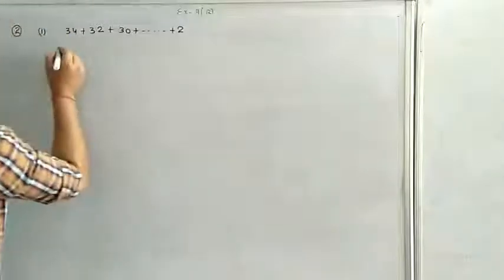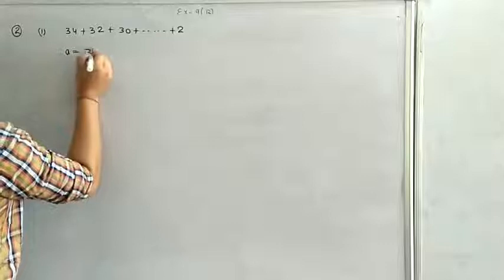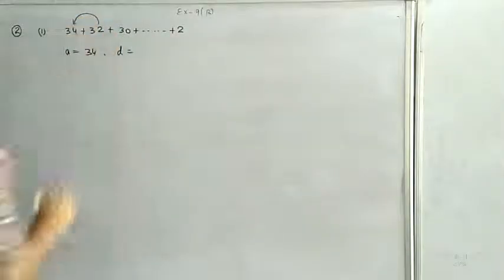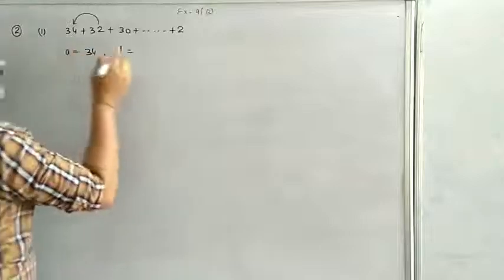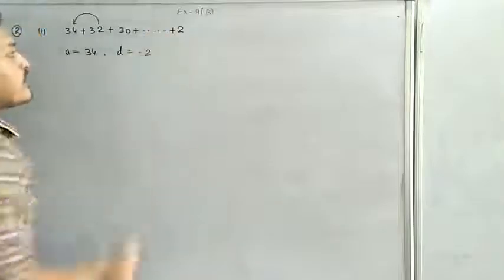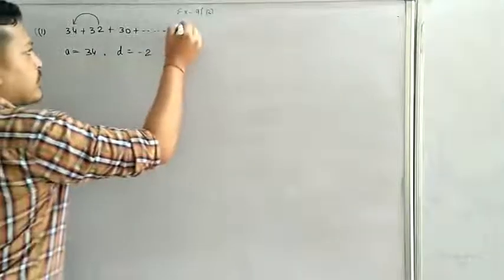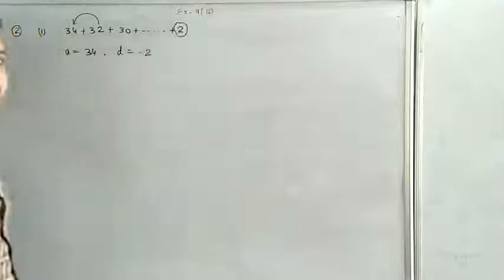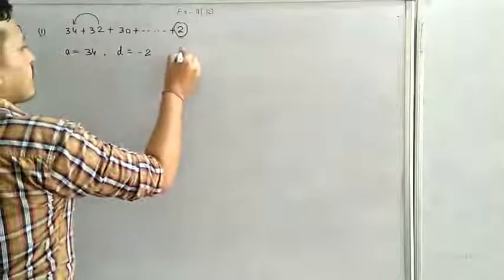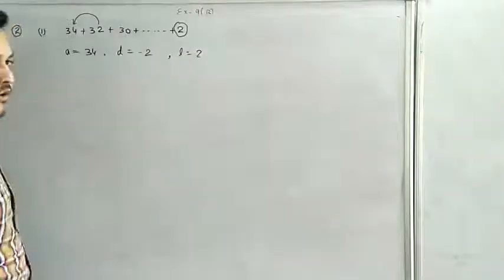Now A, what is the A? A is equal to 34, and D is equal to 32 minus 34, so the answer will be minus 2. Now what is this 2? This 2 is the last term of this AP. So L is equal to 2.